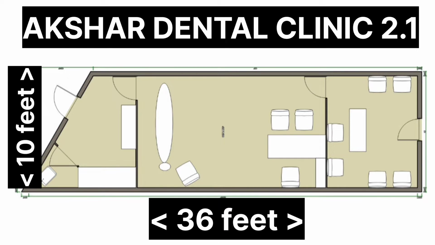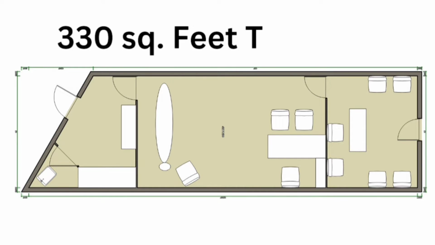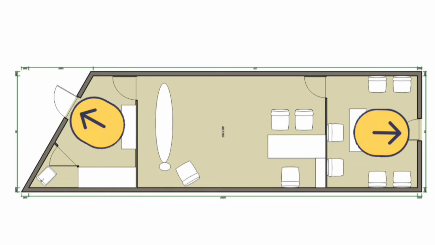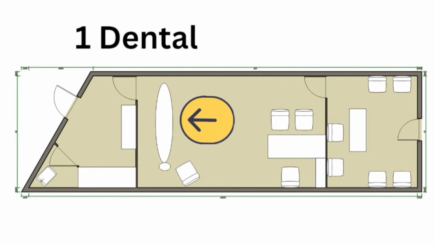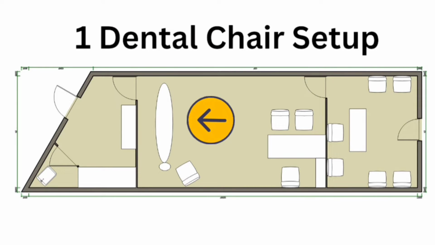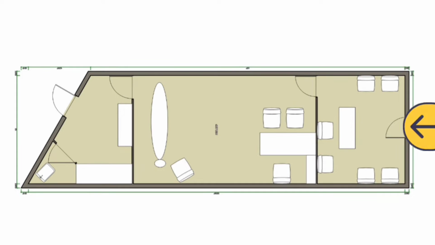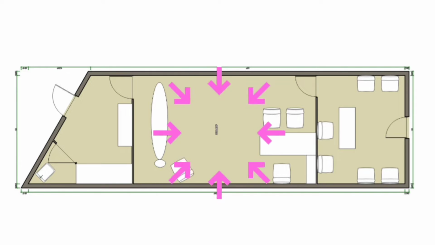The total carpet area of my dental clinic is around 330 square feet with entrance on both front and back of the shop. I have a dental clinic setup with one dental chair. As you can see, this is the main entrance to my clinic and this is the waiting room area of my dental clinic. Here, doctors, is the door to my operating room, which is combined with my consultation room also.